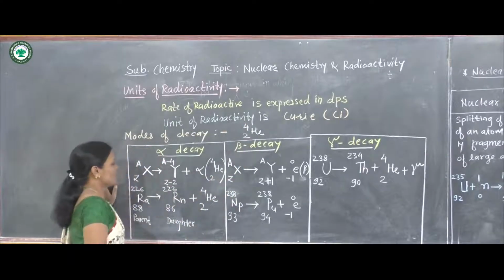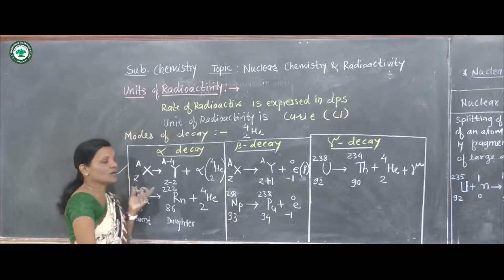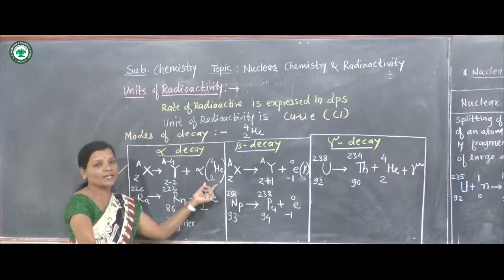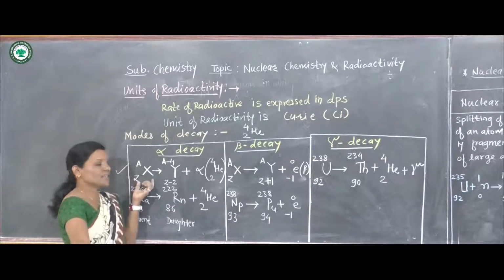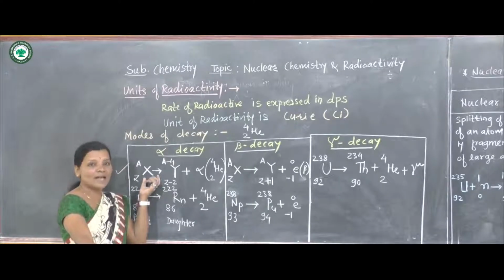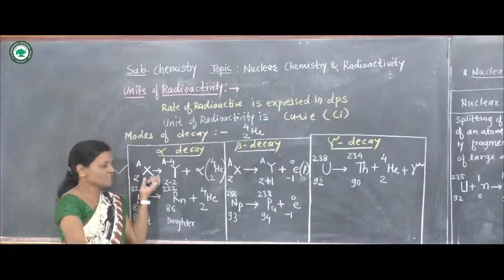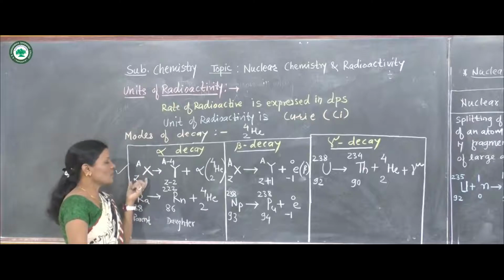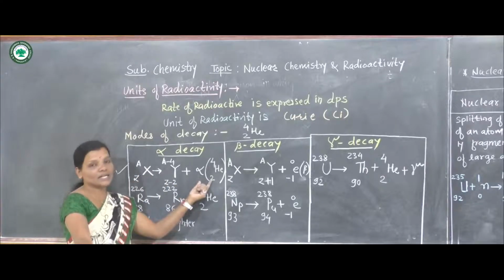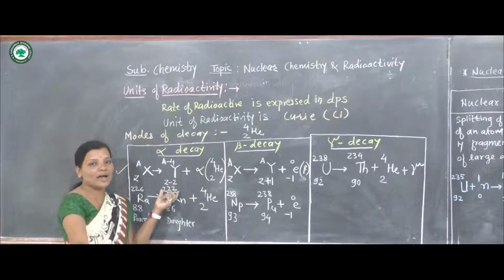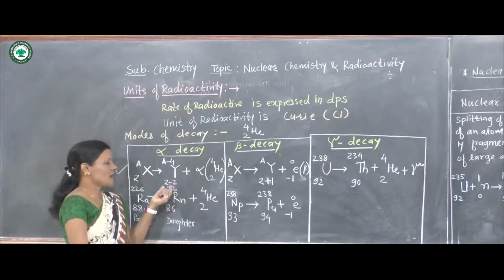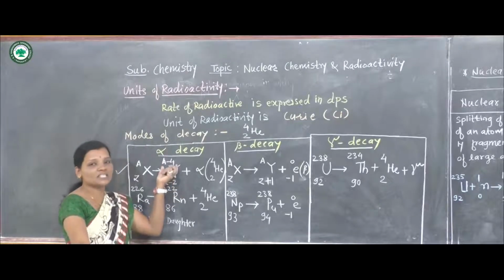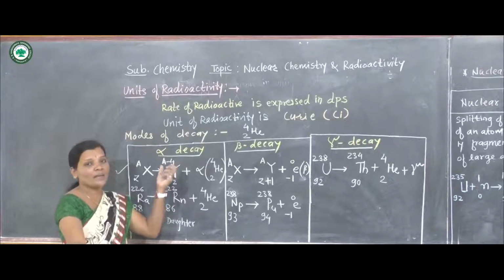Now let us consider an example of what changes occur in the parent nucleus and daughter nucleus by the emission of an alpha particle. Consider generally X, any radioactive element, which is called the parent, with atomic number Z and mass number A. When an alpha particle is emitted from this nucleus, we get the daughter element, whose nucleus has atomic number Z minus 2 and mass number decreased by 4 units, that is A minus 4.